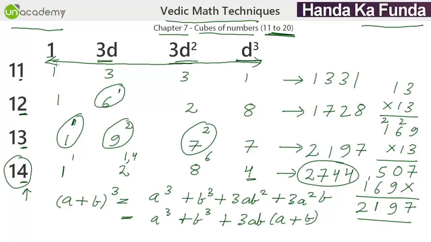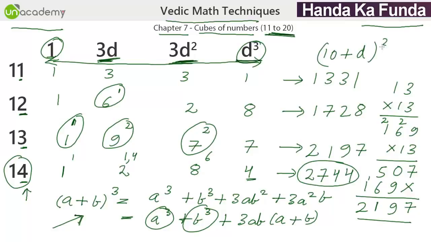See, learning these techniques is one part of the game. Understanding the concept behind them, which was given here. If in case you did not realize, A cube is actually 1, D cube is actually B cube. So these two are the same. The 3D and the 3D square, they come from (10 plus D) whole cube. If you notice, (10 plus D) whole cube will be what? 30D and 300D, which will lead to 30D square and 300D, which will lead to these parts of the equation.